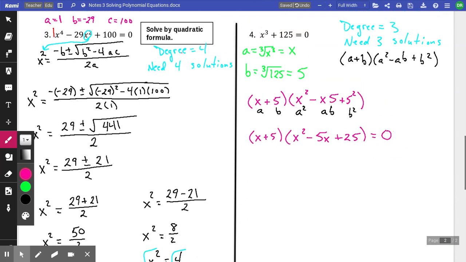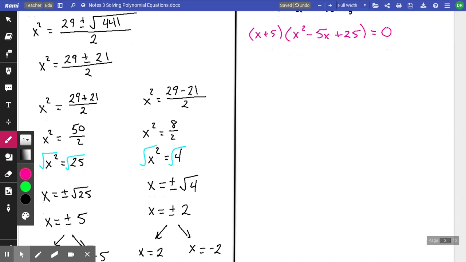Okay, so let's check this out. We said we need 3 solutions because it's degree 3. Well, where are they coming from? Well, this one has x to the second, so 2 solutions will come from this. This has x to the first, so the other solution will come from this. So let's go and see how that happens. This first one, we simply just take x plus 5 and set it equal to 0.